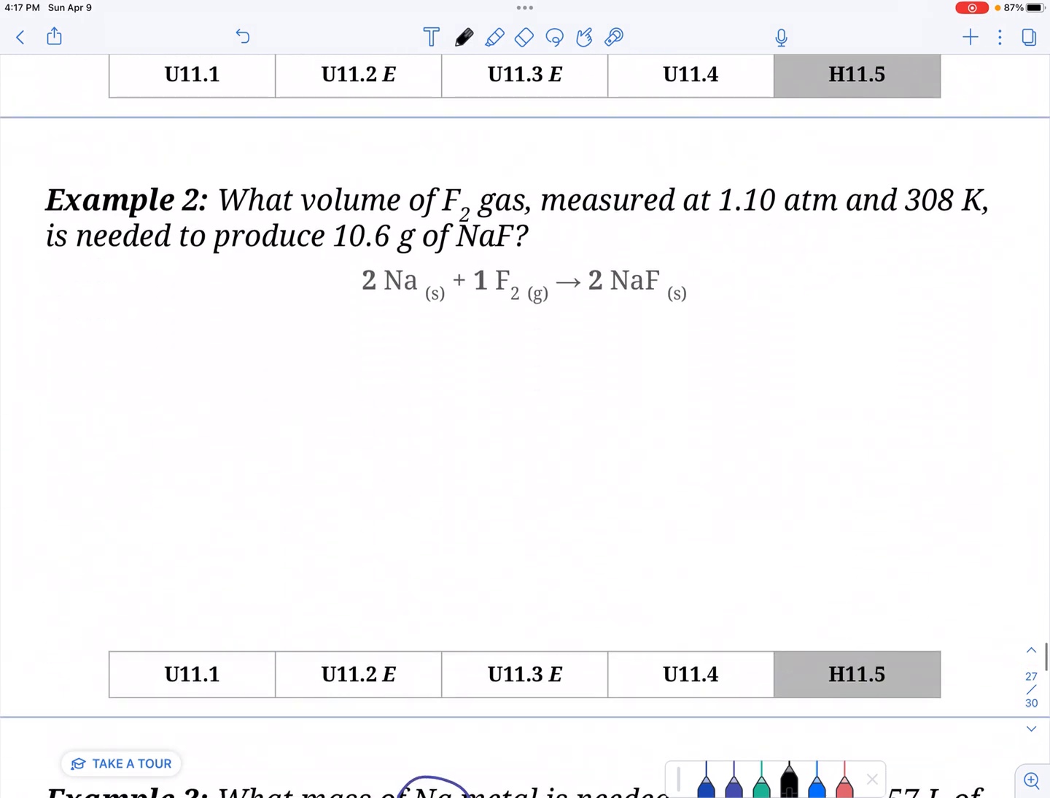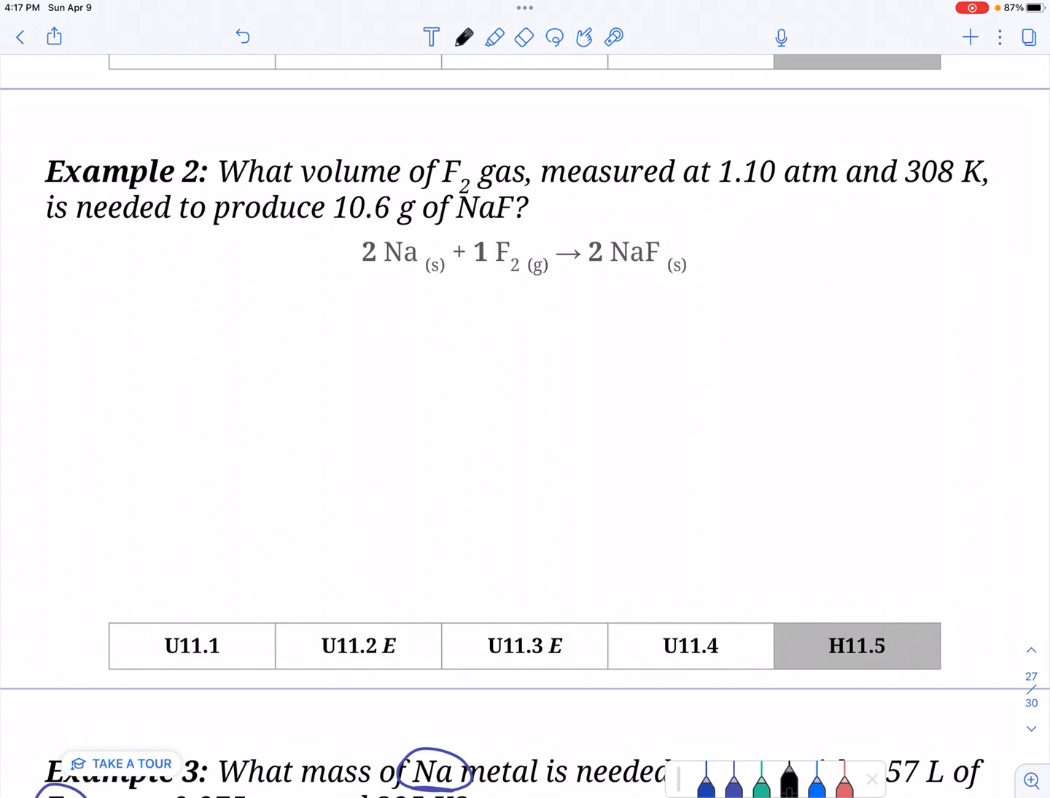Example 2 is a similar type of problem, except that this one asks what volume of F2 gas. So now this is my ending point. And again, to keep track of what is important out of my equation, I'm going to circle that. Measured at a given pressure and temperature, needed to produce 10.6 grams of NaF. So that's the other part of the equation that's important.